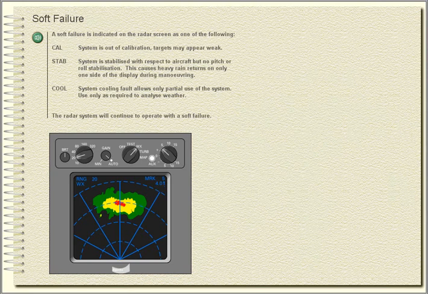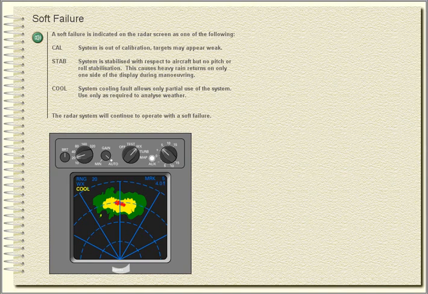Cal. System is out of calibration. Targets may appear weak. Stab. System is stabilized with respect to aircraft, but no pitch or roll stabilization. This causes heavy rain returns on only one side of the display during maneuvering.